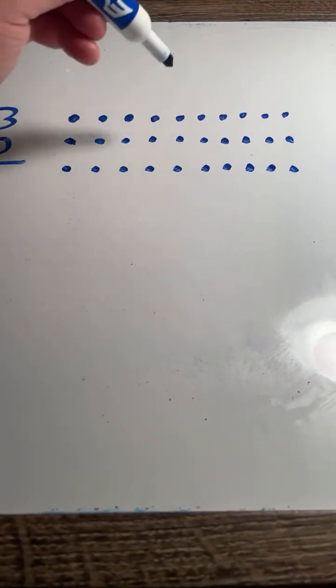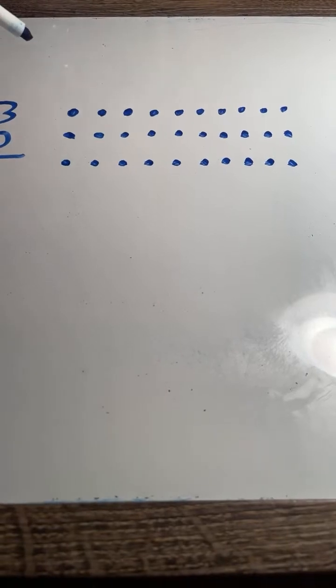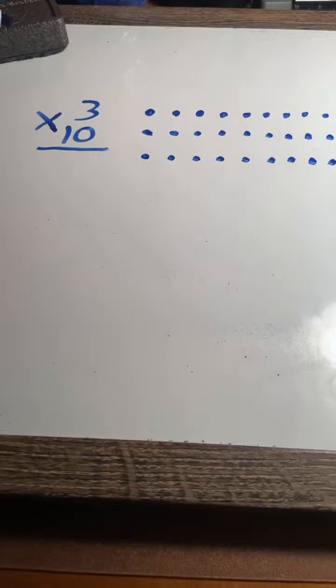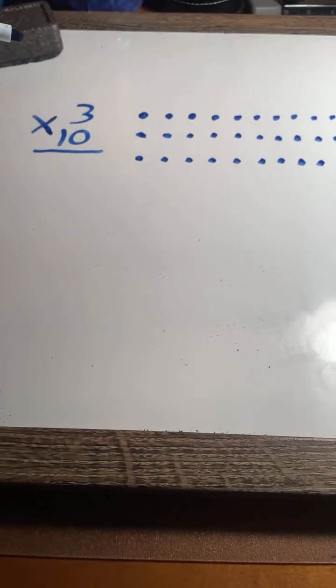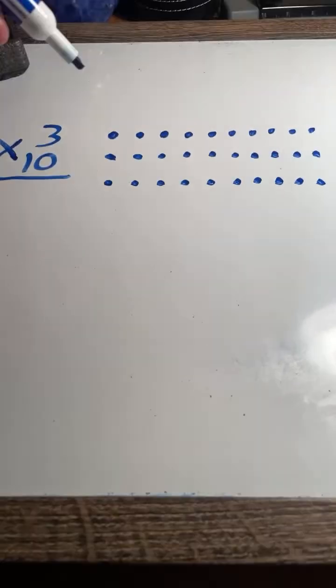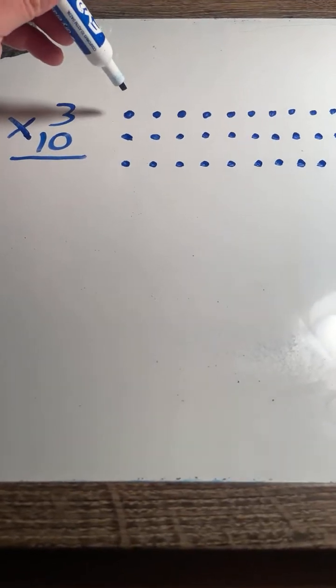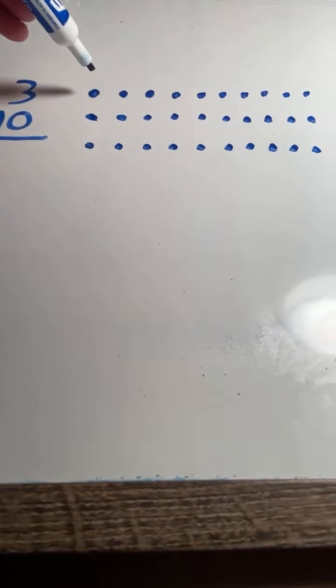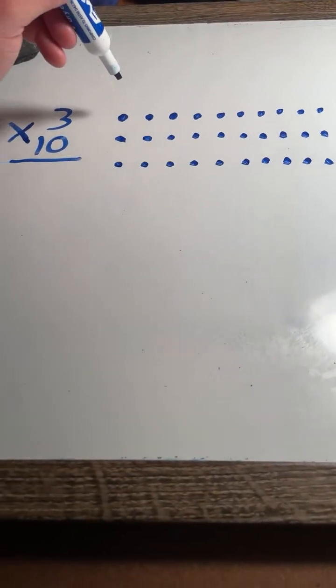And again, you could draw a circle around each group to make it stand out more, or you can just do it in the rows. Either way it works. And now I'm going to count the total amount. Three groups of 10, 10 in each group. I'm counting the total amount of dots now to find our answer.